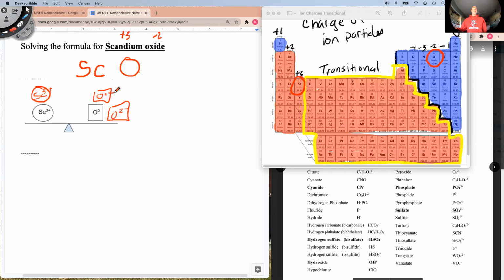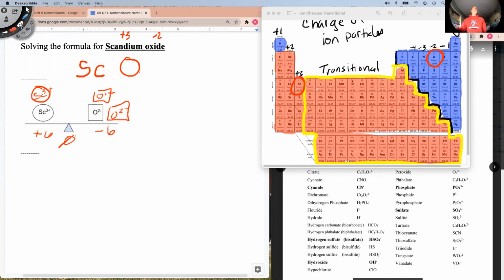And do these charges balance out? Yes. Over here, we have a +6. Over here, we have a -6. And those charges will cancel out to 0. These charges are going to cancel out to 0.